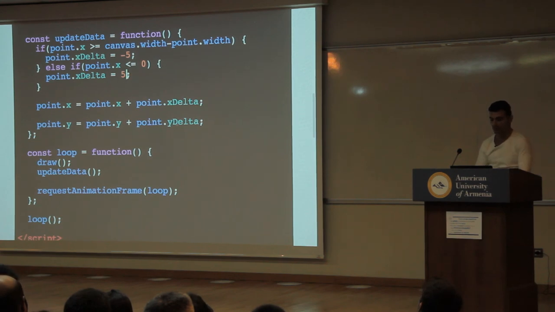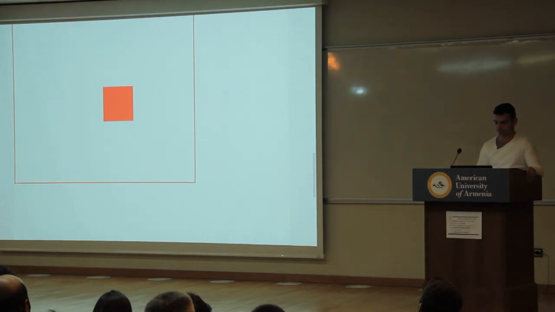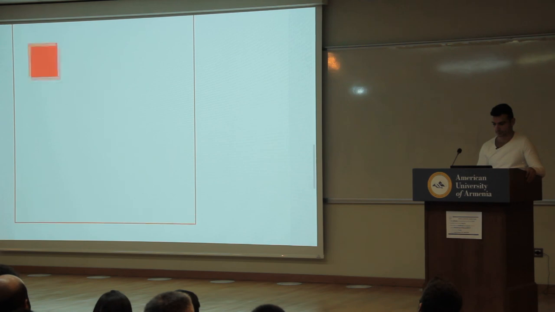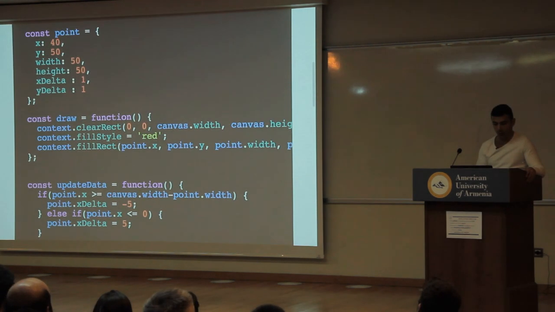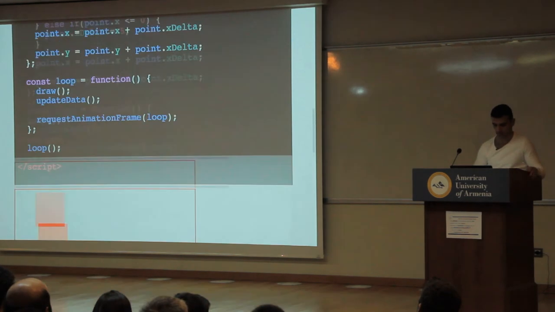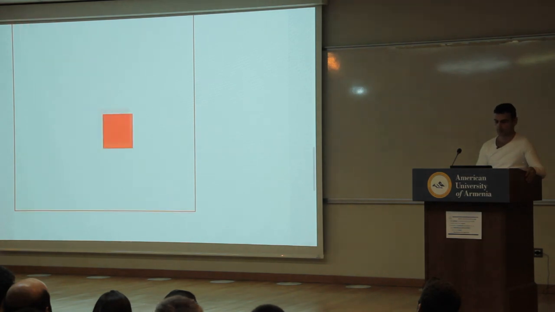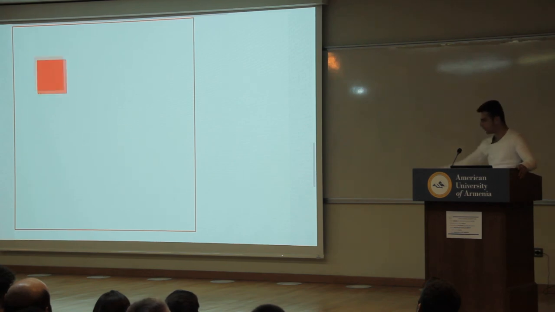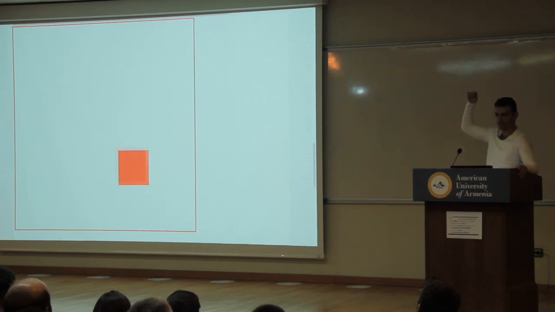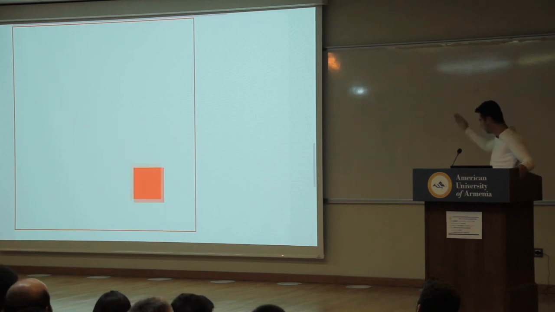Okay, he's saying use X delta here. Let's see what happens. I wonder why it's so slow at the beginning. Oh, I know why. Because the deltas begin with 5. Sorry. Is that the behavior we want? No, that's not. If you throw a ball against a wall, it doesn't keep going. Right? You hit the wall, you hit the ground, you go up.